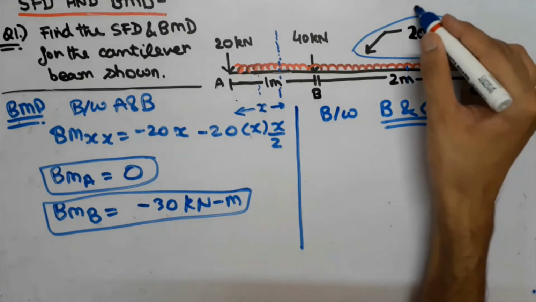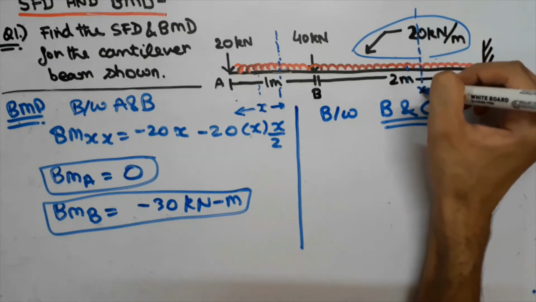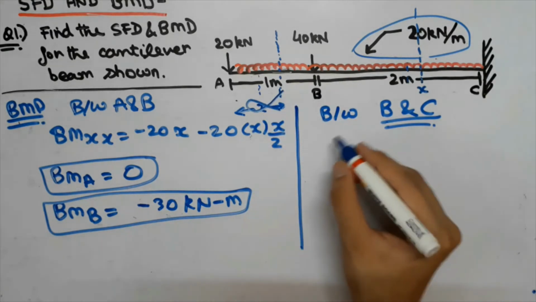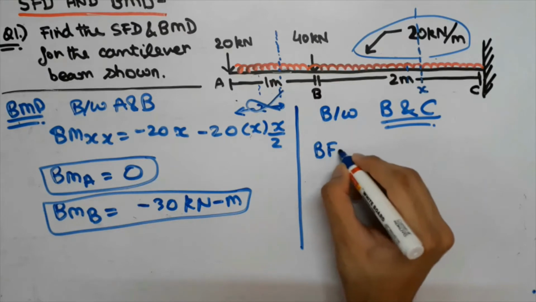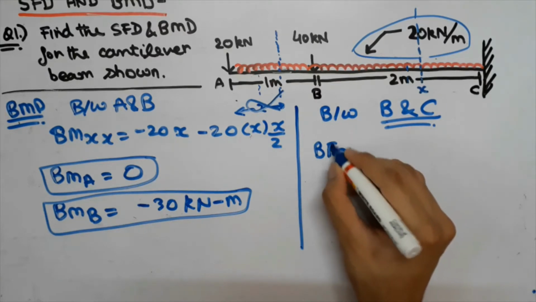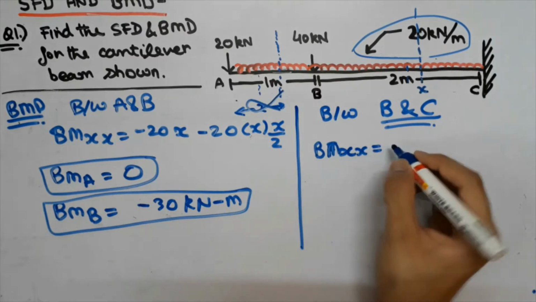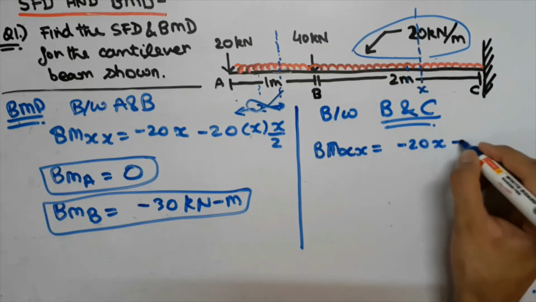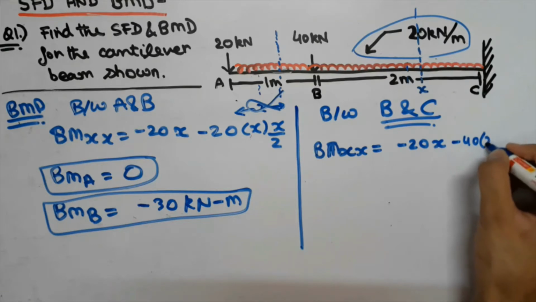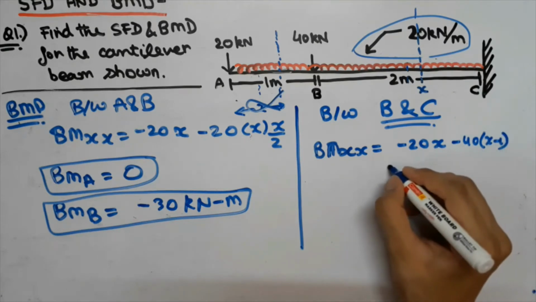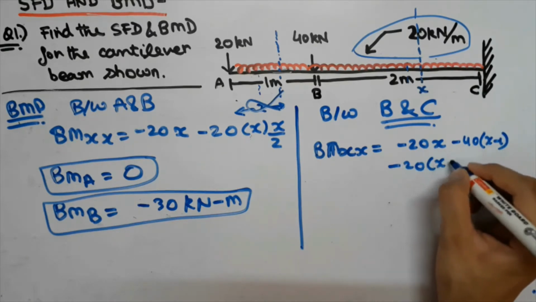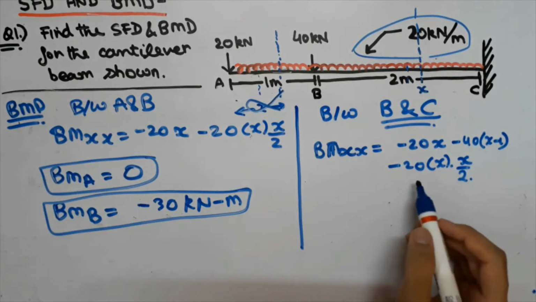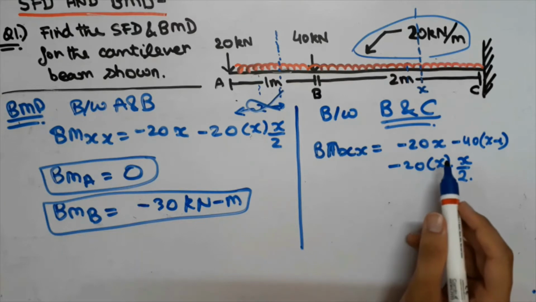Now also we are going to consider a point x over here, and we will ignore this part as we considered it earlier. Now we are going to write the normal BMD equation for it also. That is, we will write it as BM x is equal to minus 20x minus 40 into (x minus 1) minus 20 into x by 2. And guys, this is a very tricky equation and I'll explain it step by step.